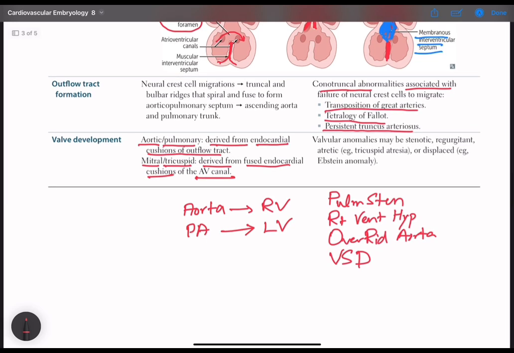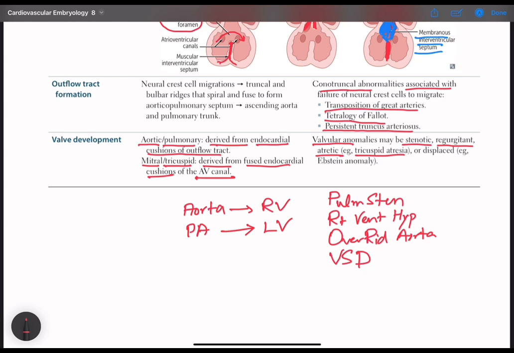Then we have different abnormalities of the valves. Valvular anomalies may be stenotic. In the stenotic type of valvular anomaly, the opening is narrowed, thus reducing blood flow across the valve. Then we have a regurgitant type of anomaly in which the valve fails to close properly, thus there is a backflow of blood across the valve. Then we have the atretic type of valve, for instance tricuspid atresia, in which there is a failure of opening across the tricuspid valve, and thus a disconnection between the right atrium and right ventricle.